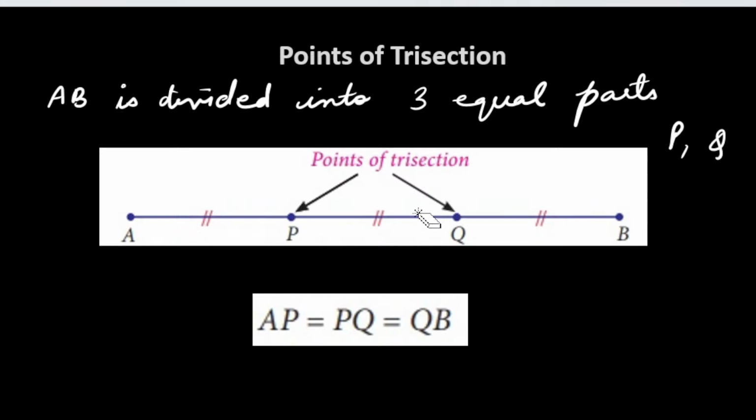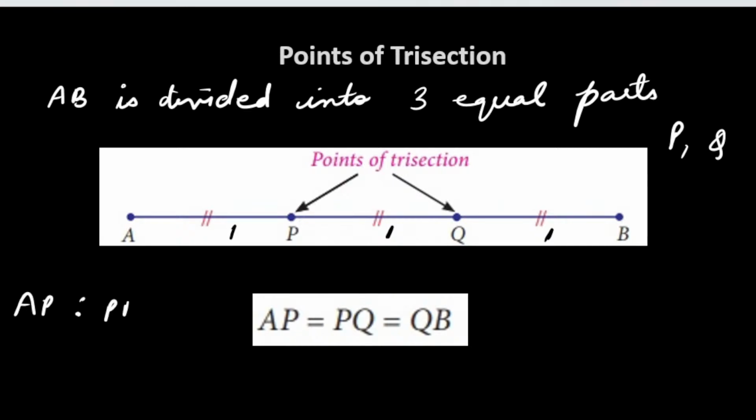In points of trisection, how we will take the ratio, that you have to understand here. As you can see, the line has three equal parts. One part is AP, another part is PQ, and the last part is QB. So the ratio you have to see here: AP is to PB.